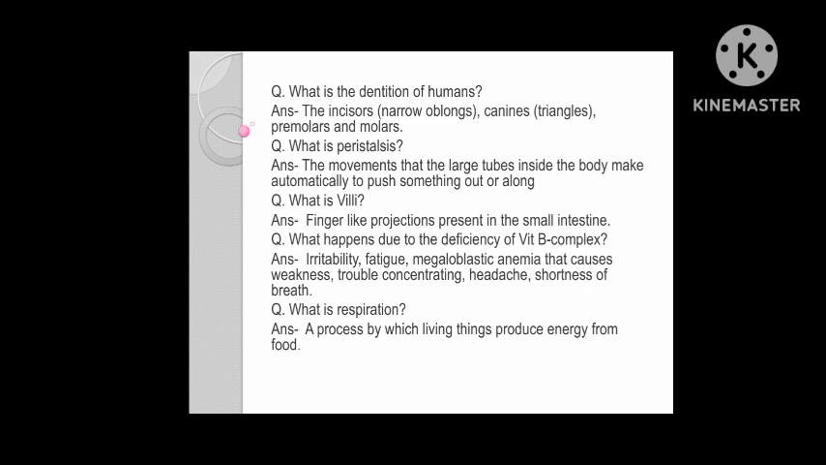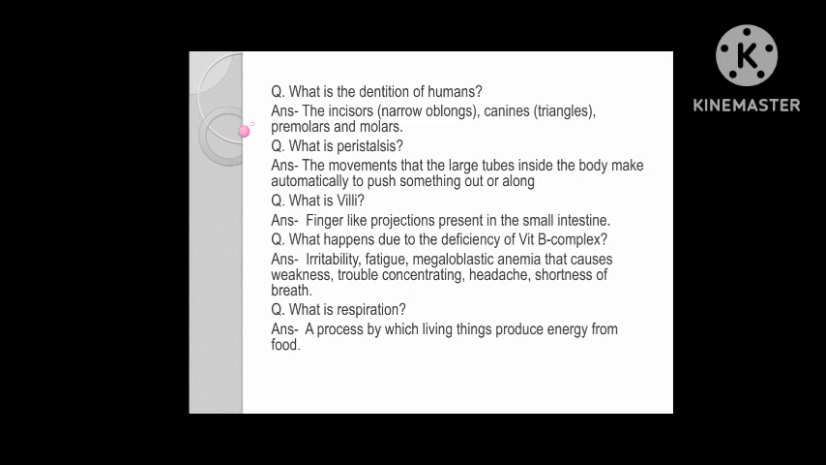Next, what is the dentition of humans? The incisors, canines, premolars and molars. Next, what is peristalsis? Answer: the movements that the large tubes inside the body make automatically to push something out or along. What is villi? Finger-like projections present in the small intestine. Then what happens due to the deficiency of vitamin B complex? Irritability, fatigue, megaloblastic anemia, headache, shortness of breath, etc.